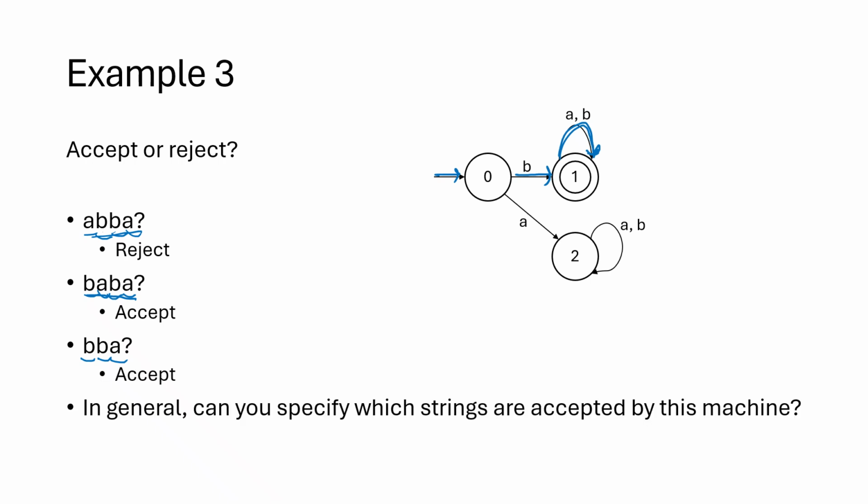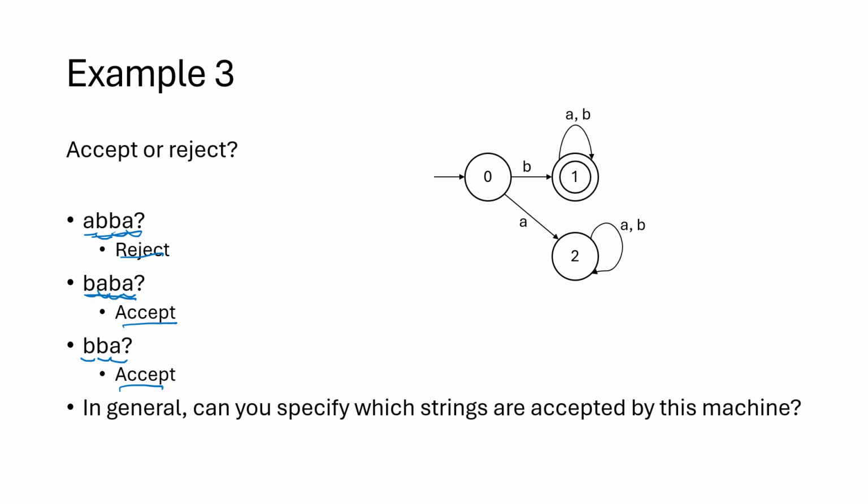So now we again ask the big question. Now, for these three examples, we realize that ABBA is rejected, BABA is accepted, and BBA is also accepted. So looking at these three and also looking at the finite state machine, the diagram, can you determine the set of every string that is accepted by this machine? In other words, the language accepted by this machine. What type of strings are accepted?